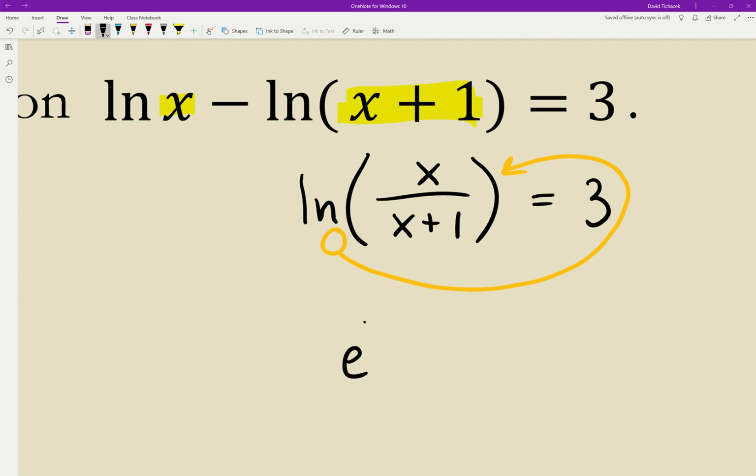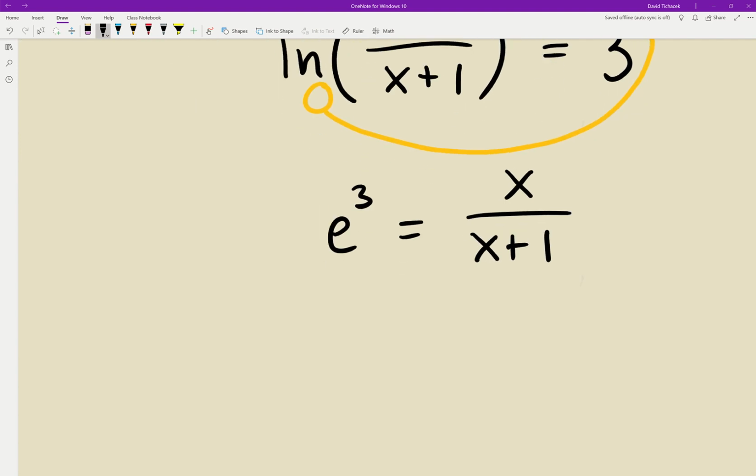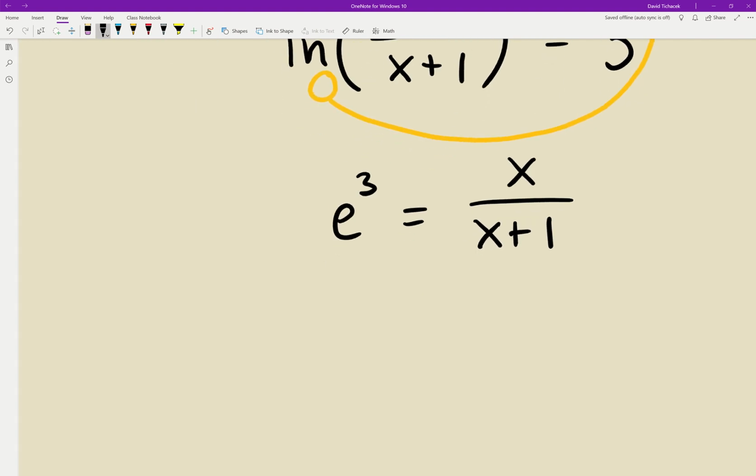So that would be e to the third power is going to be equal to x over x plus 1. Okay, now for the rest here, we're just going to need to think about how we're going to take this and isolate x in the problem, right? And that's going to be a problem because we have x not only in the numerator of the right-hand side, but also in the denominator.